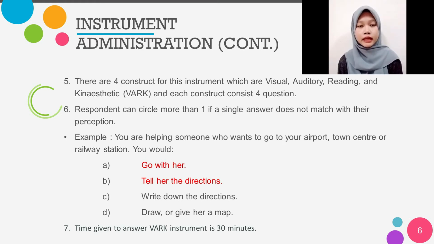You want to answer A, which is go with her, but it doesn't match enough with your perception. Then you can circle two answers, which is go with her and tell her the direction. Last but not least, in the instrument administration, the time given to answer these V.A.R.K questions is 30 minutes.